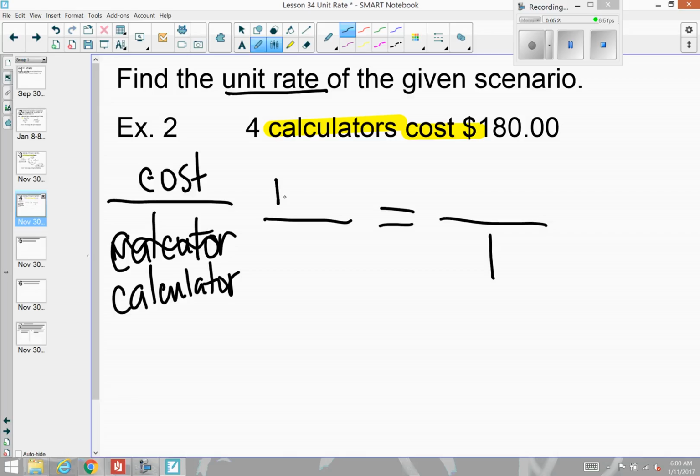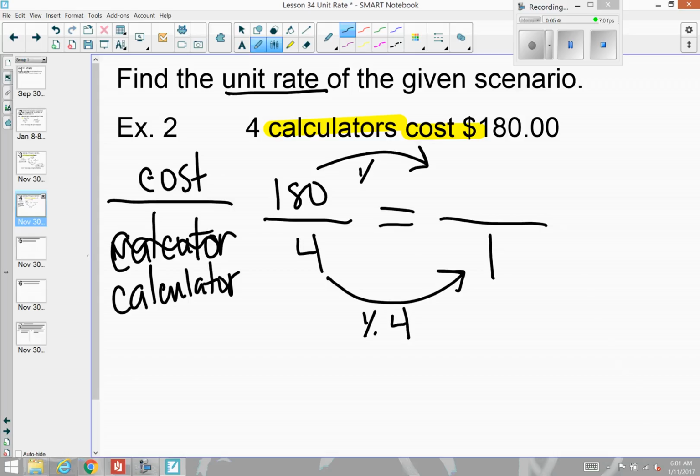So a calculator, and we want to know the cost. It costs $180. That's a lot of money for 4 calculators. So how much for one? Well, we're going to divide by 4. If we divide the bottom by 4, we have to do the same to the top. Divide the top by 4. So 180 divided by 4 is our value we're looking for.